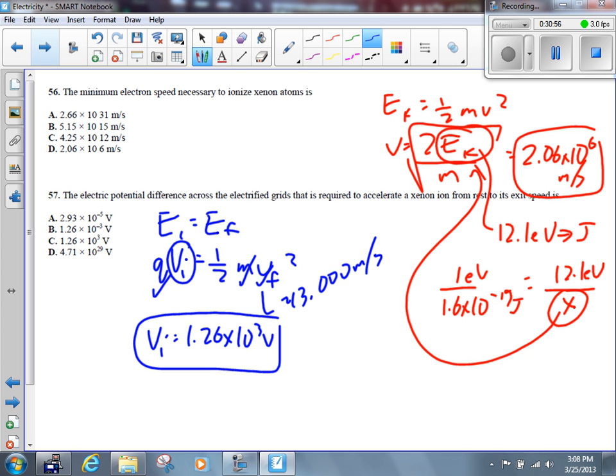Now, we're actually looking for the potential difference. We didn't find that. We found the initial potential. But if the initial potential is 1,260 and the final potential is 0, then it's the same as the potential difference. The initial potential will be the same as whatever the difference was.